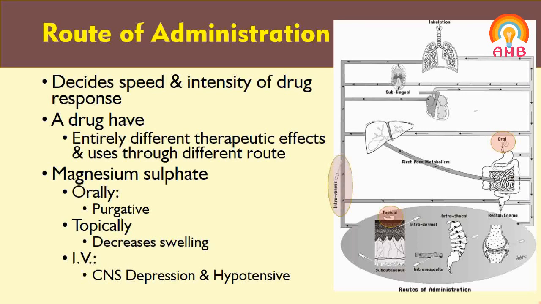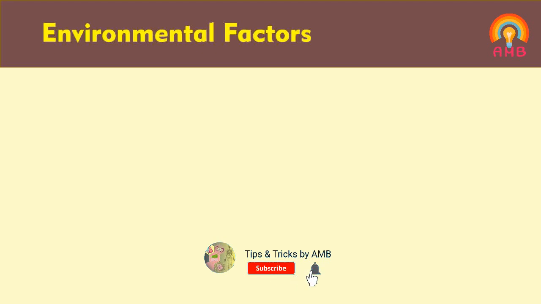Okay, so till now we had discussed body size, age, sex, genetics and route of administration of drug, and their effect on drug action. Now we are moving to the next factor, that is environmental factors. The environment in which the patient is present plays a very important role in modification of drug action. So how does this environmental factor affect drug action?